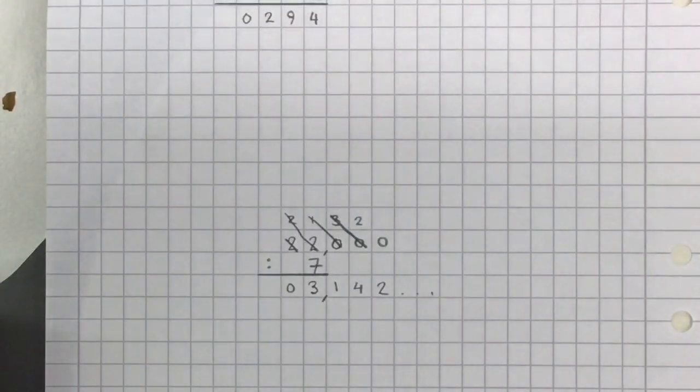As you can see, we have 3.142, and yeah, that's actually pi, rounded up to 3 decimals. So 22 over 7 is a good approximation of pi.